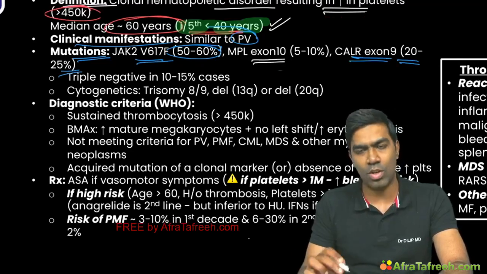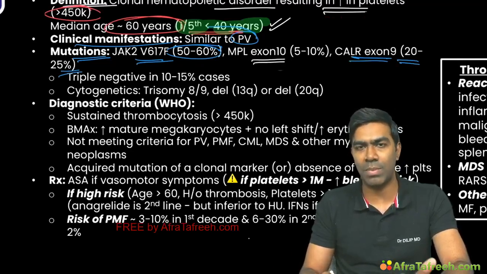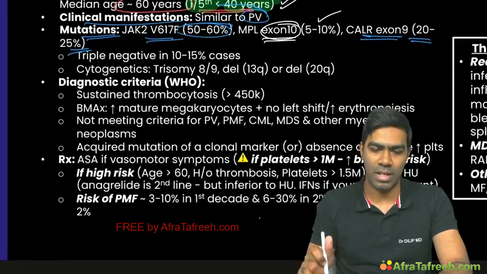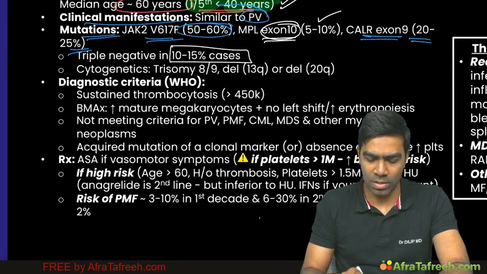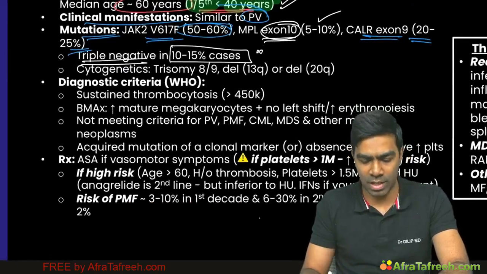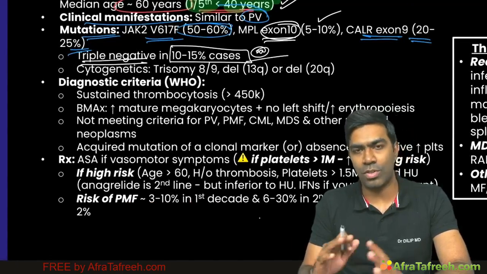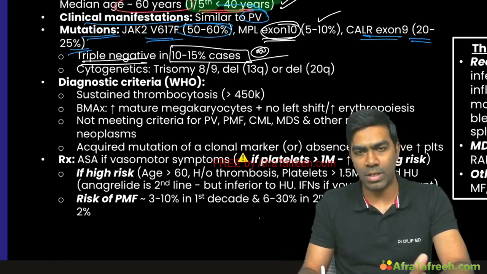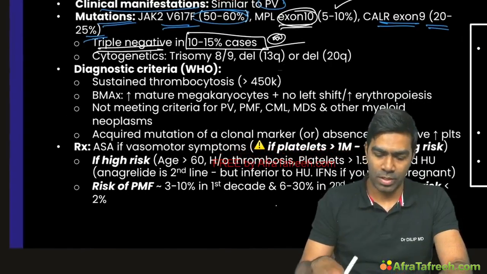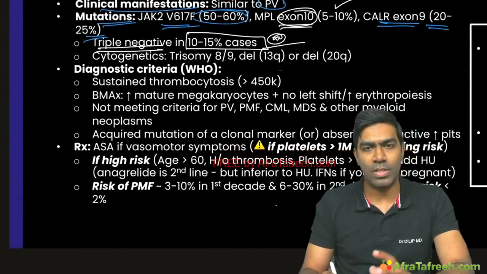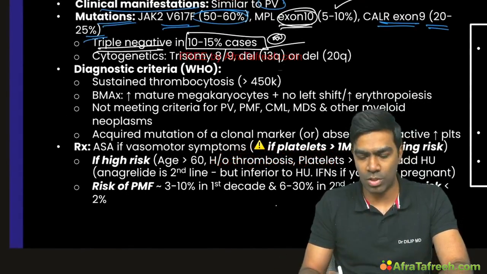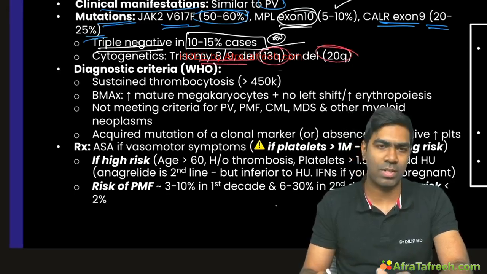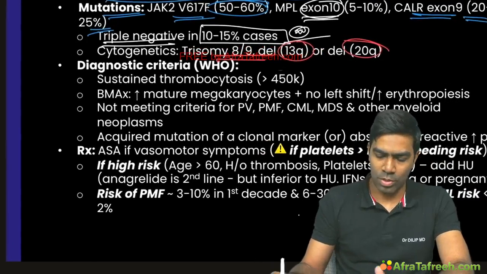And the least common mutation is the MPL or CMPL mutations, typically the exon 10 mutation, that is seen in 5 to 10% of cases. And approximately 10 to 15% of the cases can be triple negative. This is another very important point. So you may not see any of the mutations like JAK2 or CMPL or CALR mutations. Coming to cytogenetics, the usual cytogenetic changes that are associated with essential thrombocytosis will be trisomy 8, 9, 13q deletion and/or 20q deletion.